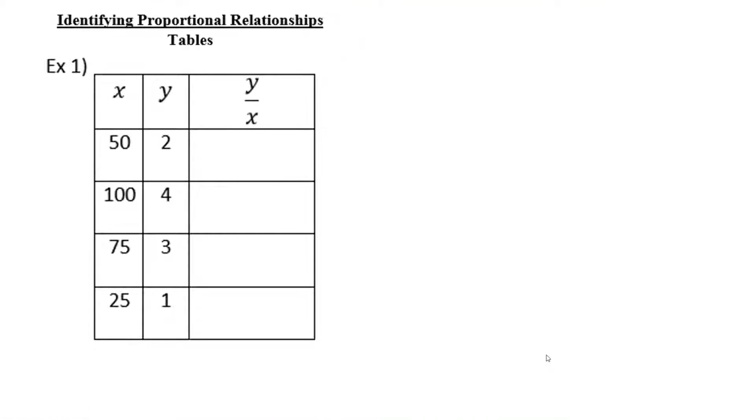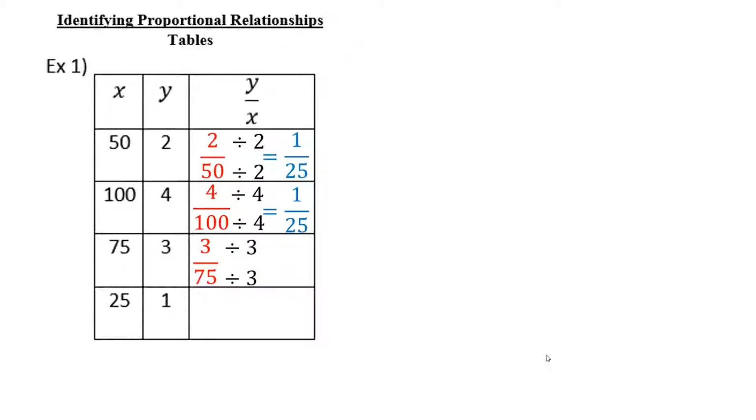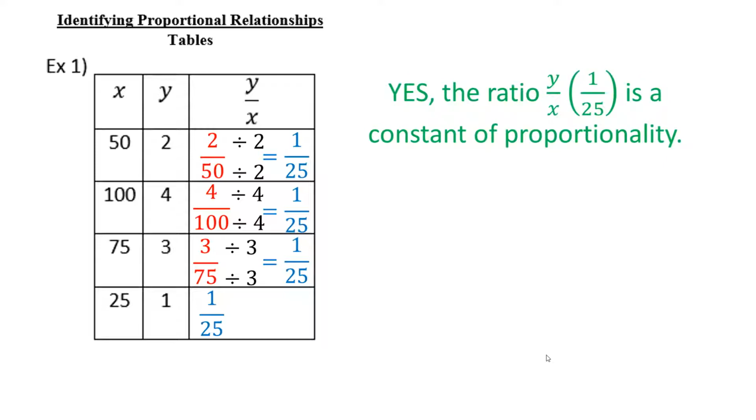Now we're on the inside left of your notes. So if you open them up, we're going to look at if this table is proportional or not. So we're going to set up our ratios. Y over x, divide by 2, we get 1/25. 4/100, divide by 4, we get 1/25. 3/75, divide by 3, we get 1/25. And 1/25 is 1/25. So therefore, all of these are constant. So yes, it is proportional because the ratio y over x, 1/25, is a constant of proportionality.